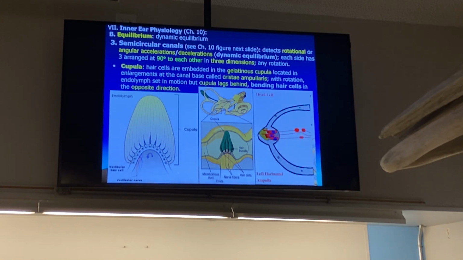The cilia of the hair cells are embedded in the cupula.